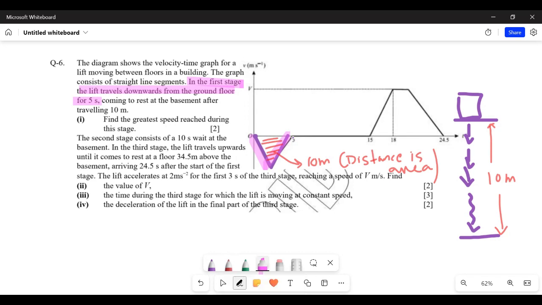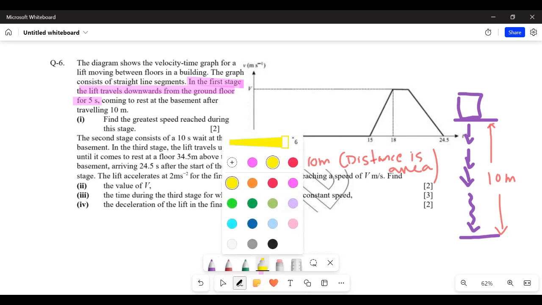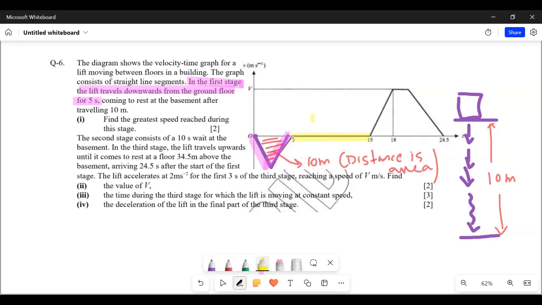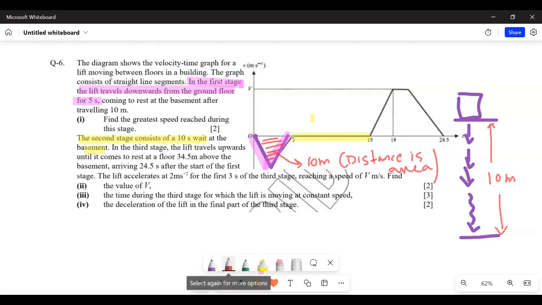Okay, so then it comes to rest. It stops moving, as we can see by this line. So it's not moving. Its velocity is zero between 5 seconds to 15 seconds. So it stops at the basement for 10 seconds. The second stage consists of a 10-second wait, which we've already discussed, at the basement. In the third stage, the lift travels upwards. So then this lift starts going upwards. So now it's going in this direction.